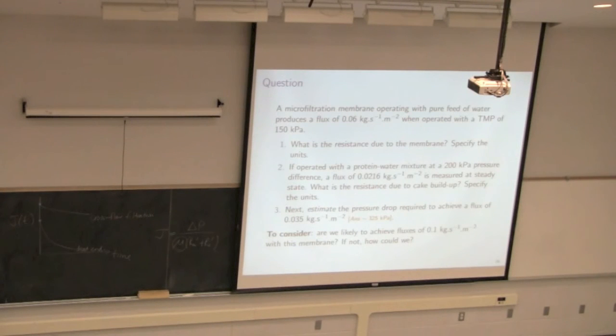So here's an easy one for you to quickly work on. Questions one and two are straightforward. We want to calculate what that membrane resistance is, what is this Rm term? And we want to calculate then in question two, what is this resistance Rc? So give that one a go. You should be able to do this in about 4 or 5 minutes. If you finish them up, look at questions 3 and 4 next.